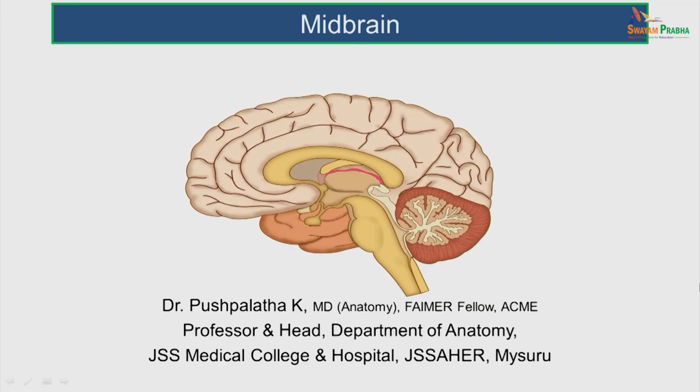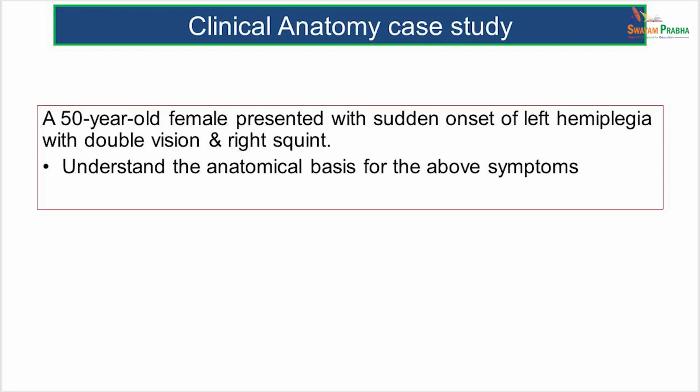Why is studying the gross anatomy of the midbrain important? In today's session we will discuss the gross anatomy of the midbrain. Here is a history: a 50-year-old female presented with sudden onset of left hemiplegia with double vision and right squint. After this session, we will understand the anatomical basis of the signs and symptoms of this patient.